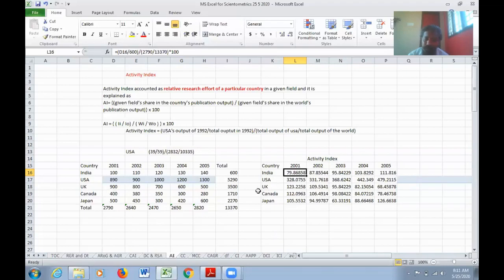If you take USA, it is the same trend. But if you take UK and Canada, just for example, I have shown a declining trend. See 900, 800, 700, 600, 500. You can see the activity index 123, 109, 95, 82, 68. This is how you can find out the relative contribution of a country in a particular field towards the world research output. So the activity index will help you.